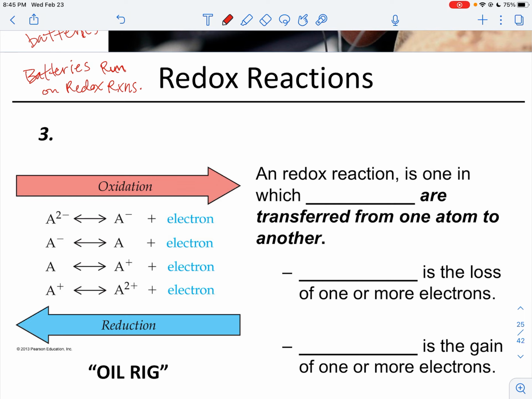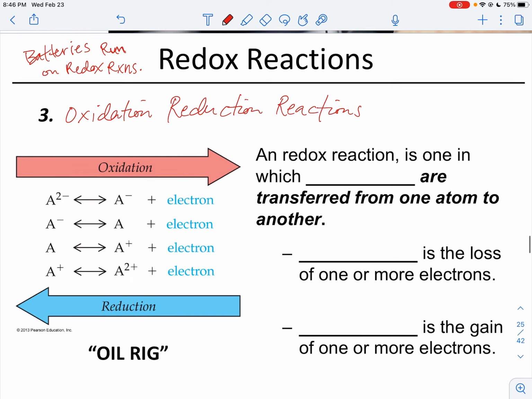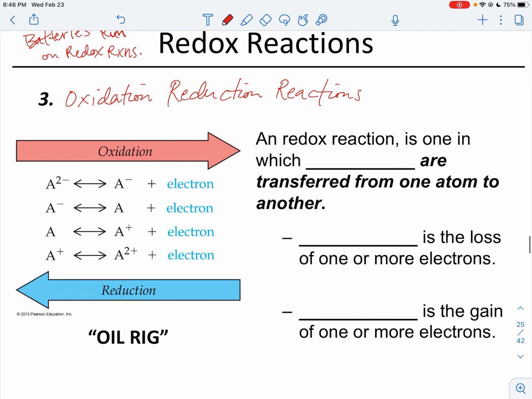You'll hear me say oxidation reduction reactions. That's really the full name of our third classification here, the third type of chemical reaction. Oxidation reduction reactions, or the shorter version is redox reactions, okay? All right, so what is a redox reaction? It is one in which electrons are transferred from one atom to another.